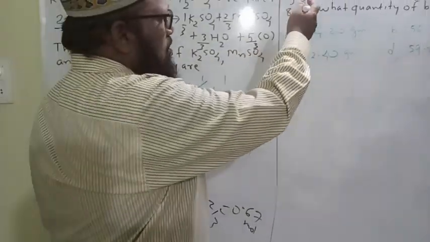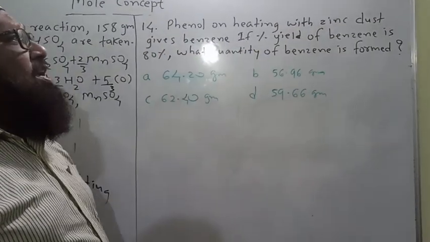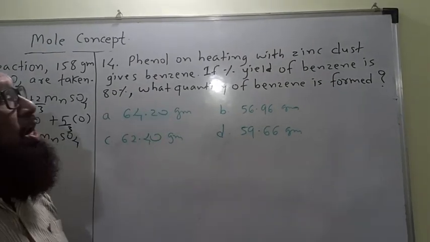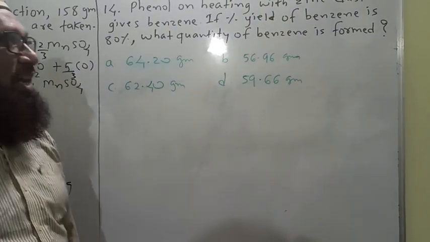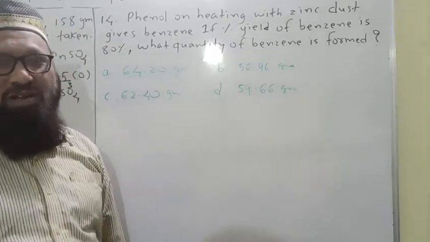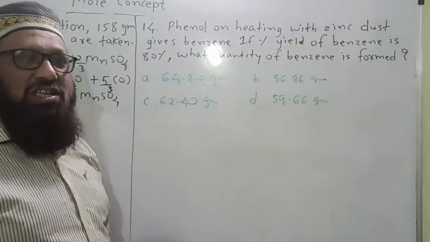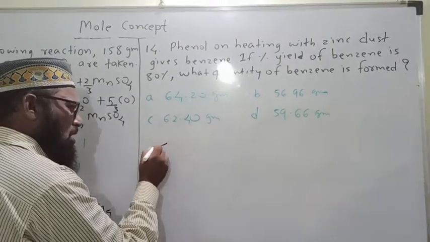Then come to numerical number 14. Phenol on heating with zinc dust gives benzene. If the percentage yield of benzene is 80%, what quantity of benzene is formed? Dear students, this is the numerical based on the percentage yield. For this we have to write the reaction.